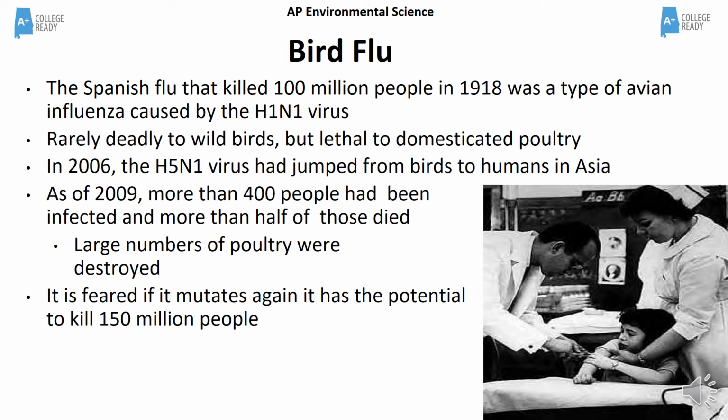The Spanish flu that killed 100 million people in 1918 was a type of avian influenza caused by the H1N1 virus. It is rarely deadly to wild birds, but lethal to domesticated poultry. As of 2009, more than 400 people had been infected, and more than half of those died. Large numbers of poultry were destroyed, and it's feared that if it mutates again, it has the potential to kill 150 million people.